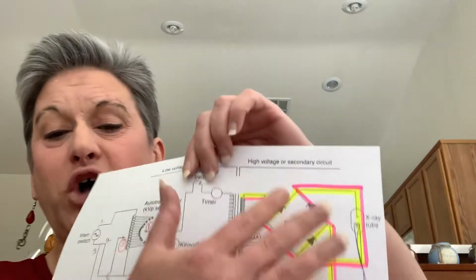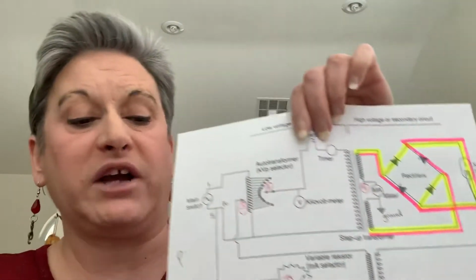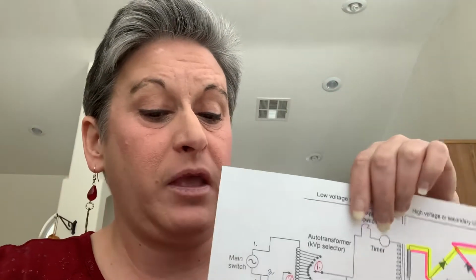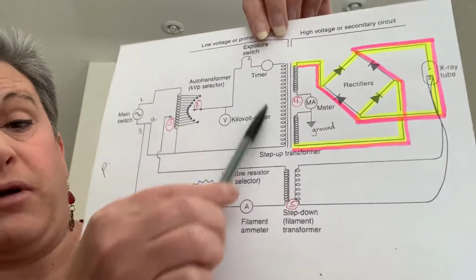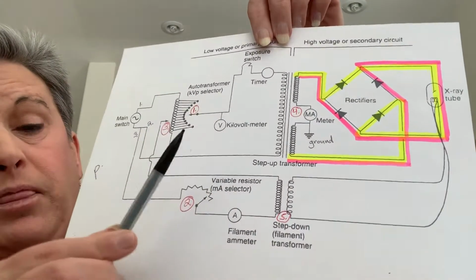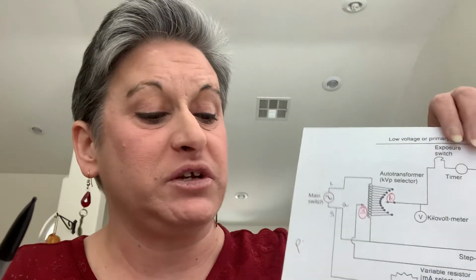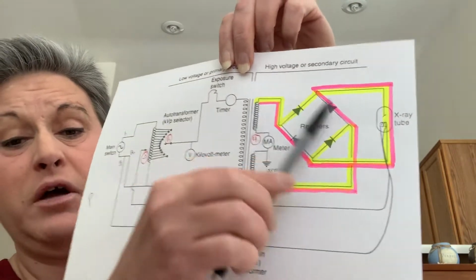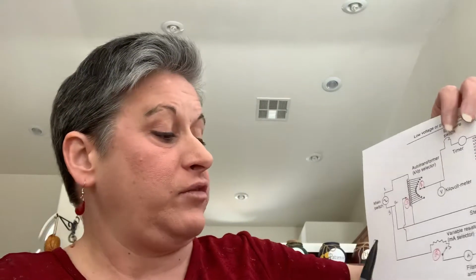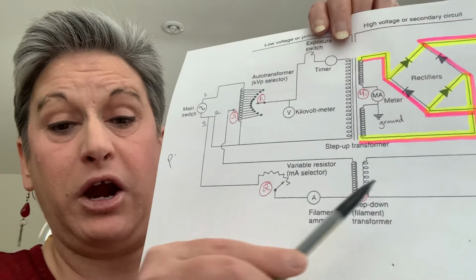Now in the X-ray circuit, there are 3 sections. I'm talking about the overall whole X-ray circuit. The first section is the low voltage or primary circuit, which is this area. Then you have the high voltage or secondary circuit, which is this area. And then you have the filament circuit, which is the area down here. So those are the 3 main sections of the X-ray circuit.